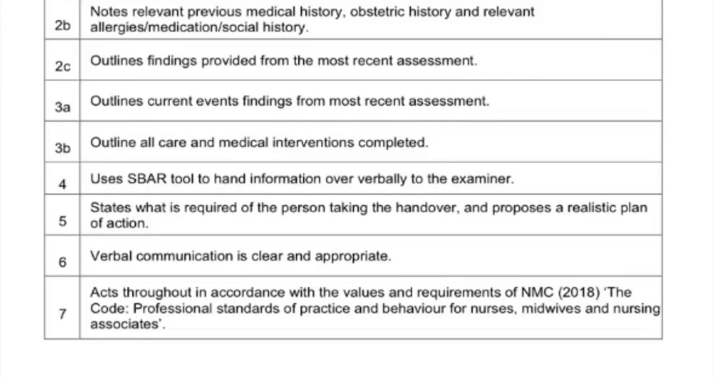That assessment that you did before is for your planning station. I don't know if you get what I mean. So you'll be using the SBAR tool to do a verbal handover. Outlines findings provided from the most recent assessment. You can see what it says on the most recent assessment.